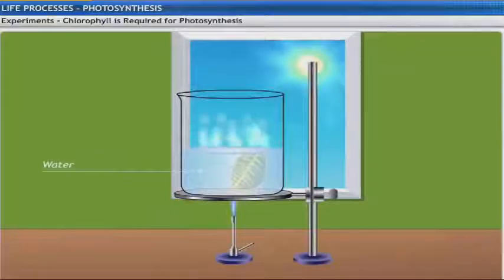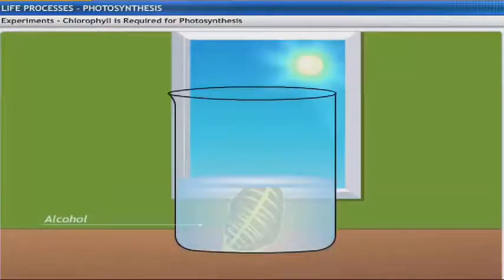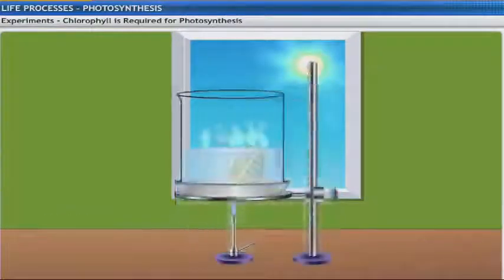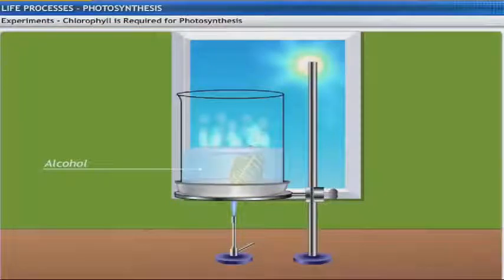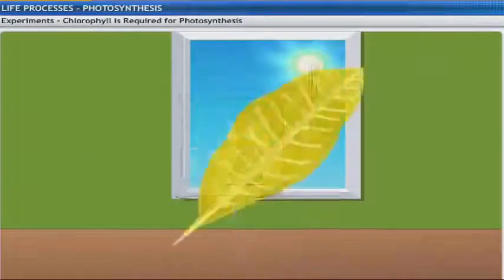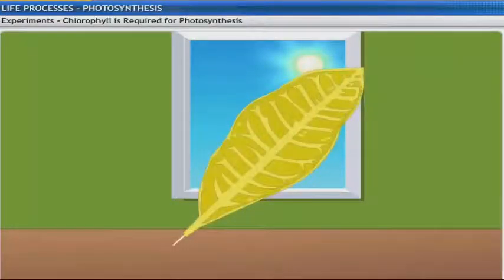Now dip the leaf in boiling water for a few minutes. This process destroys all the enzymes in the leaf and stops any further chemical changes from taking place. After boiling, immerse the leaf in a beaker of alcohol. Place the beaker in a water bath and heat it till the alcohol begins to boil. You will see that the leaf becomes colorless as it loses its chlorophyll.